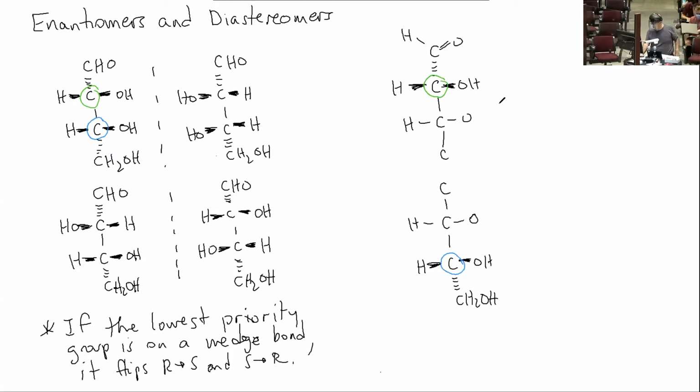Okay, so let's then go ahead and assign R or S to those 2 carbons. So let's just consider the green circled carbon first. The oxygen's clearly top priority. Oxygen's element 8 and carbon is element 6, so oxygen's clearly top priority. Lowest priority, equally obviously the hydrogen, no problem.